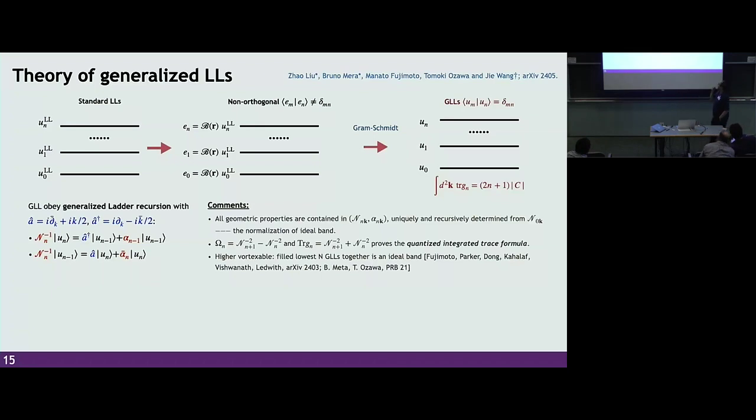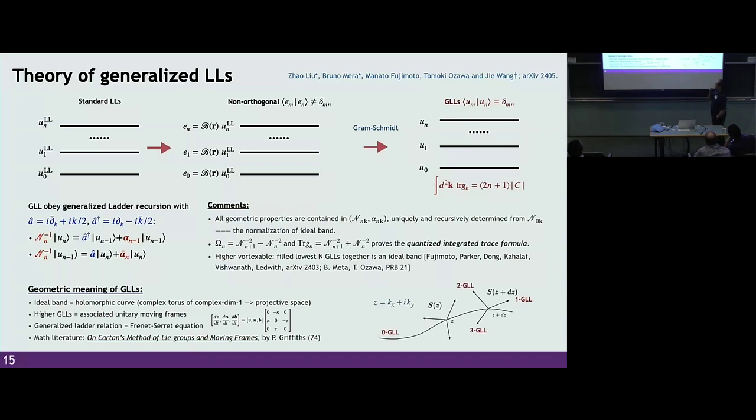Secondly, we can show that for the nth generalized Landau level, its Berry curvature and the trace of the quantum metric have a very simple form determined from the normalization factors. The Berry curvature is a difference of two normalizations, and the trace of the quantum metric is the sum of two normalizations. Such an observation directly proves the quantized trace formula. We emphasize that our generalized higher Landau levels obey the vortexability condition, which essentially means that the lowest generalized Landau level is an ideal band.